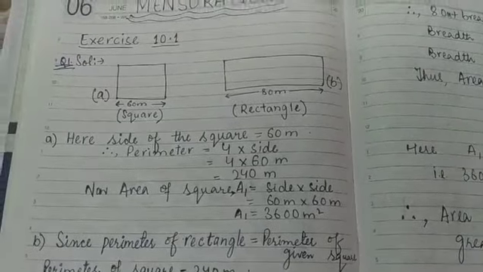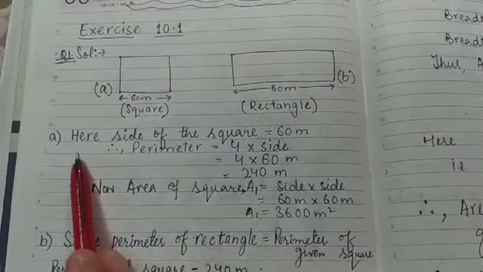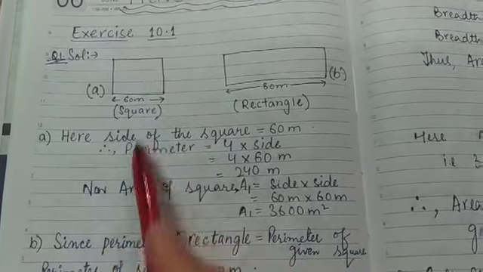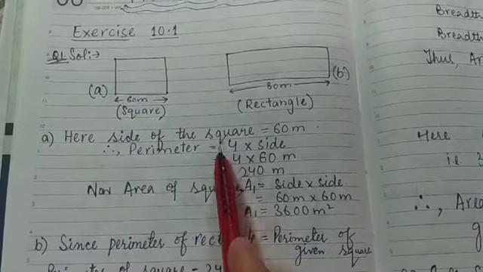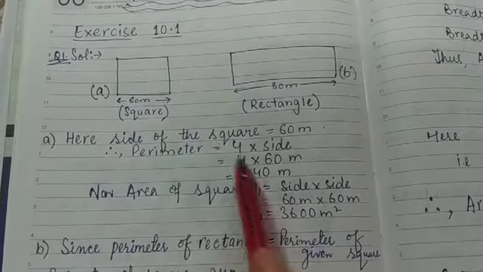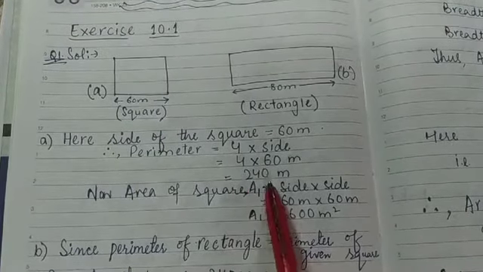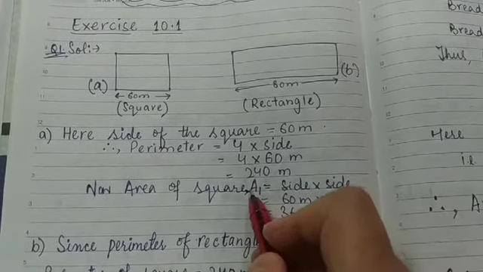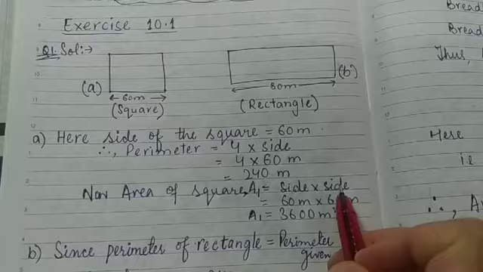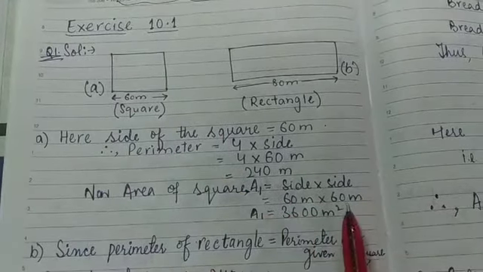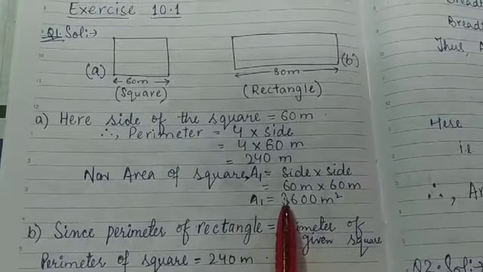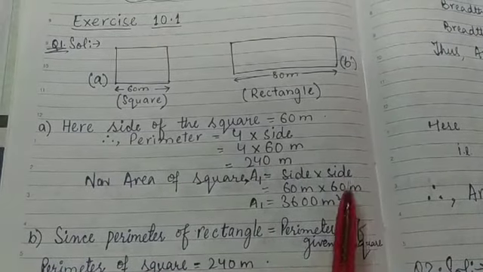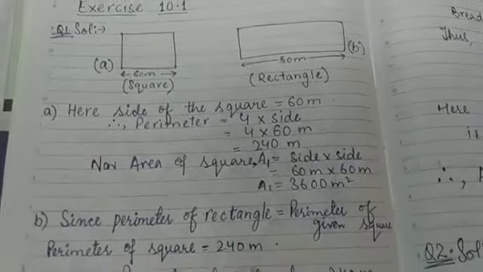Okay, I have drawn these diagrams here. The first one is here, side of the square is 60 meters. Okay, this is for this. Therefore the perimeter will be 4 into side. That means 4 into 60 meters. So it is 240 meters. Now the area of square, I am denoting that with A1, that is side multiplied by side, that is 60 meters into 60 meters, that is coming out to be 3600 meter square. That is for the square, और इसका area को मैंने A1 रख दिया.